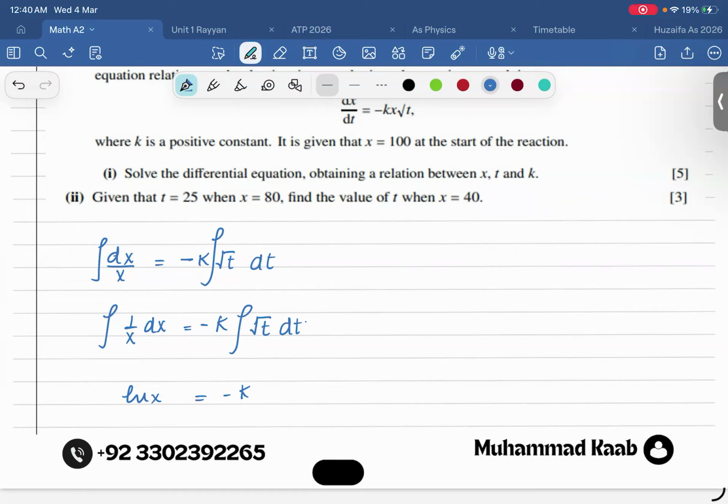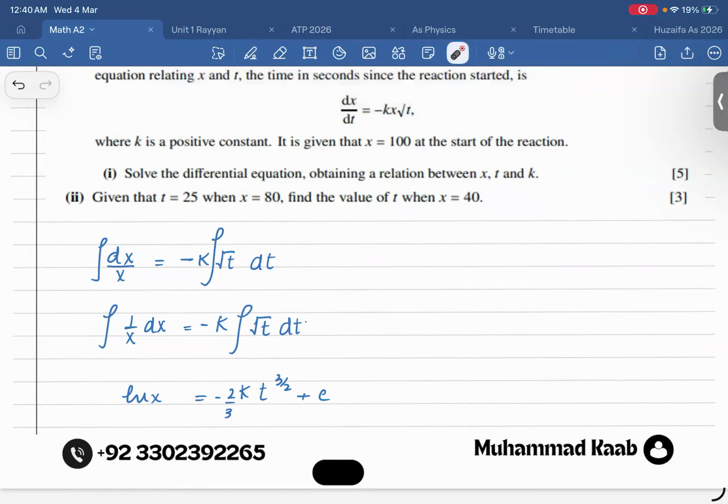And for integration, the power would be 3 over 2, and divided by the new power, which would be 3 over 2. So I can write 2 over 3, right? After taking the reciprocal. Okay, plus c. You can add the c on either side. It could be there or it could be there, right?